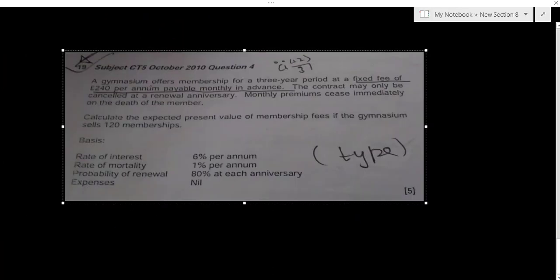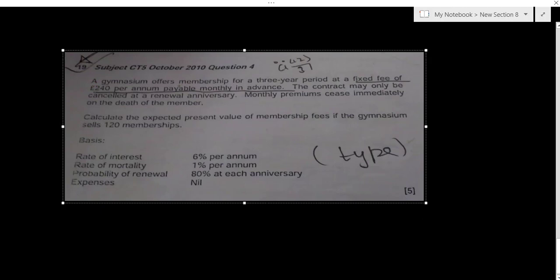Okay, next is question number 19, and this is probably the most interesting and a bit tricky question from this booklet. I remember struggling with this a lot. I hope I am able to explain this clearly to you guys.